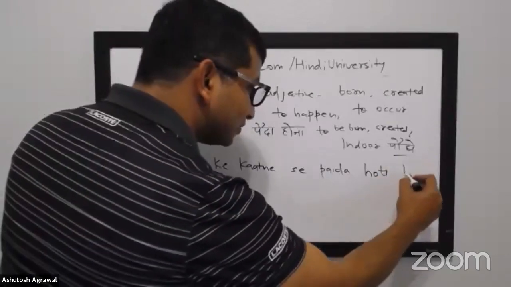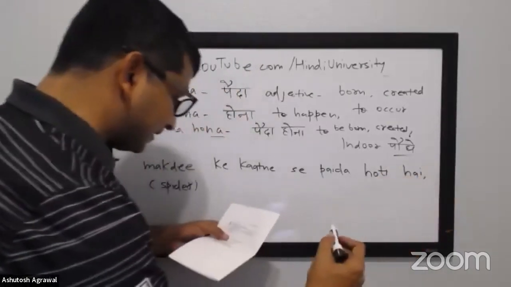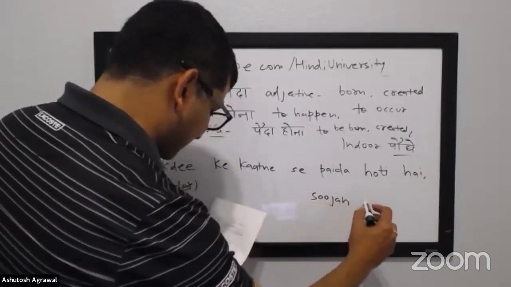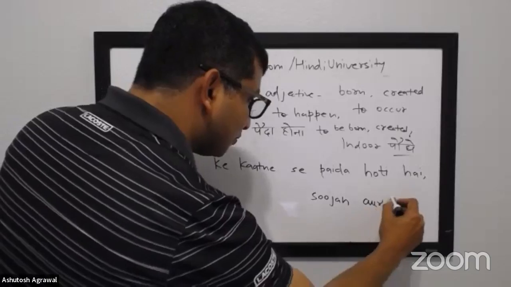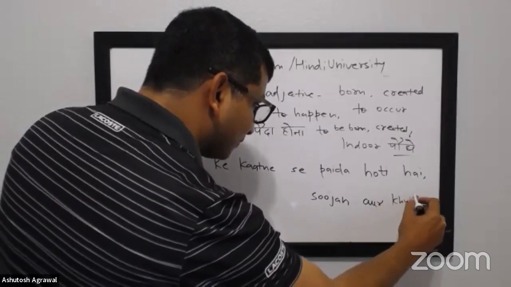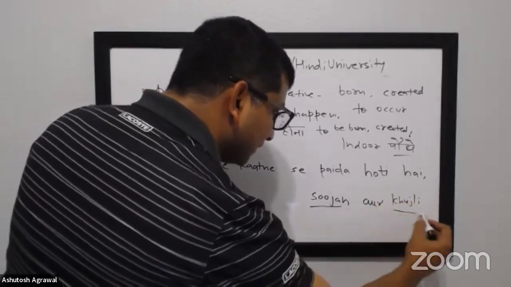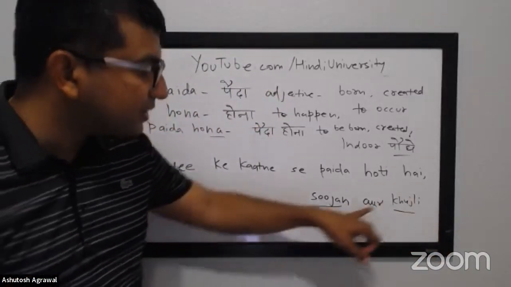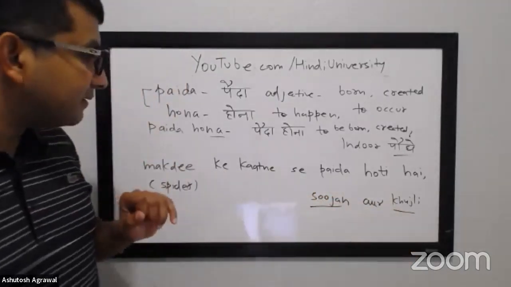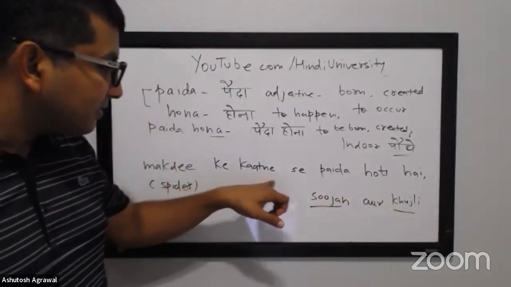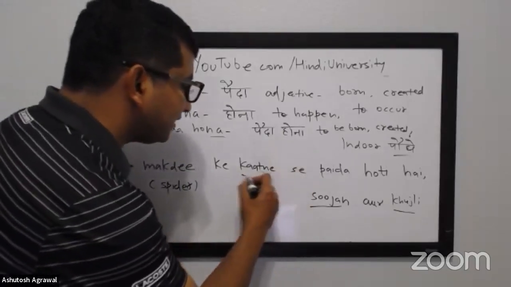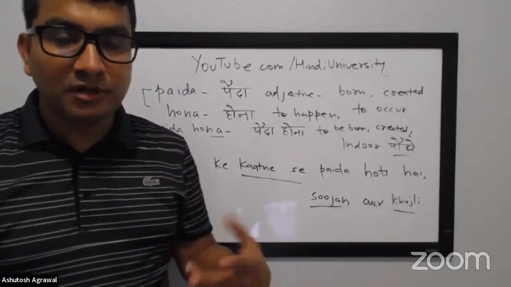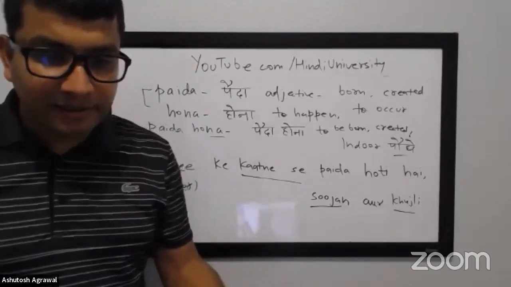पैदा होना, because मकड़ी के काटने से पैदा होती है सूजन और खुजली. Lot of new vocabulary words here, but let's say you read it for the very first time and you don't know the meaning of sujan, khujli, spider. You probably know kaatne se a little bit, because kaatna is to cut or to bite, right?